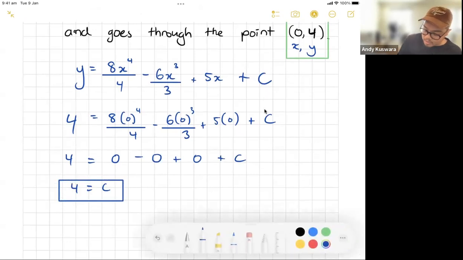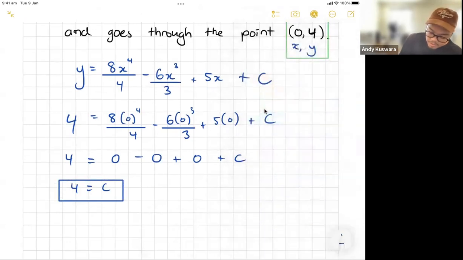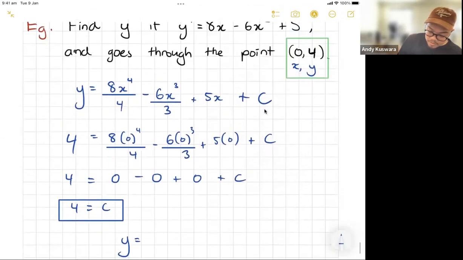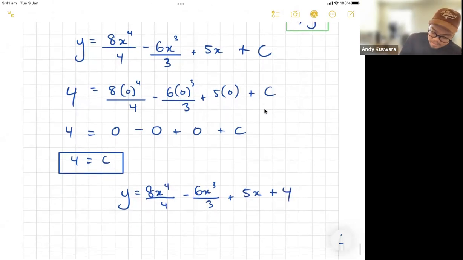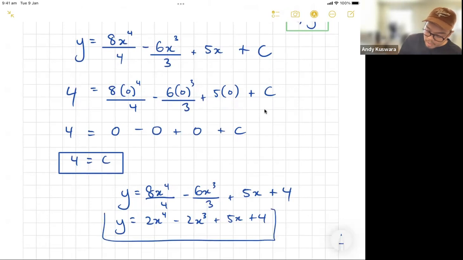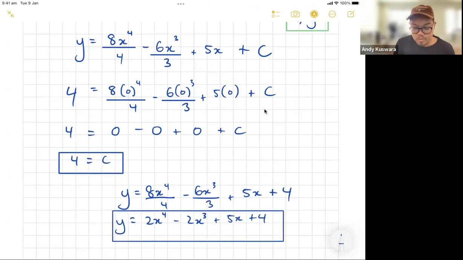And so now my original equation, I know exactly what it is. I now know that y equals 8x to the 4 on 4 minus 6x cubed on 3 plus 5x. And instead of plus c, I now know that c is 4. Okay, now just again, I probably want to simplify things a little bit. 8 on 4 is just 2. 6 on 3 is also 2. And then 5x, and then plus 4. And I'm happy, more than happy, for you to leave that as your y.